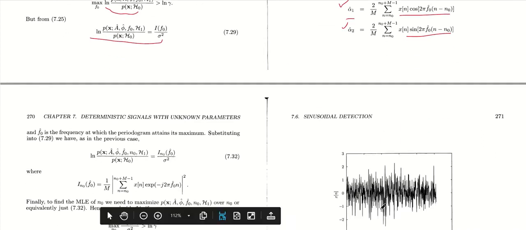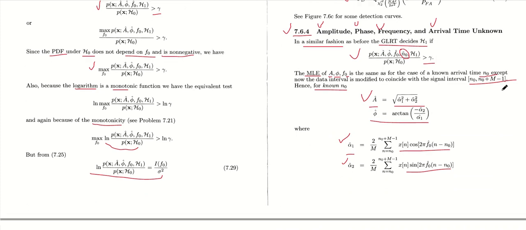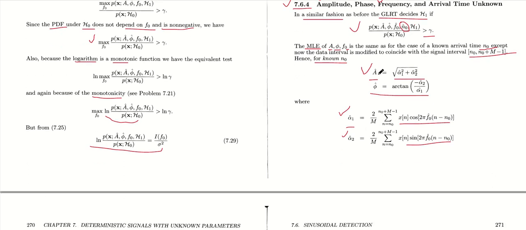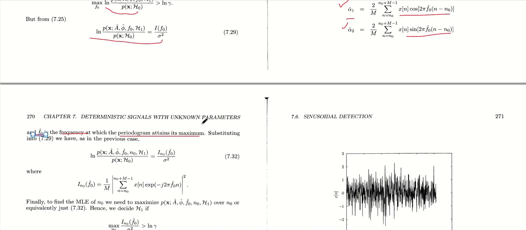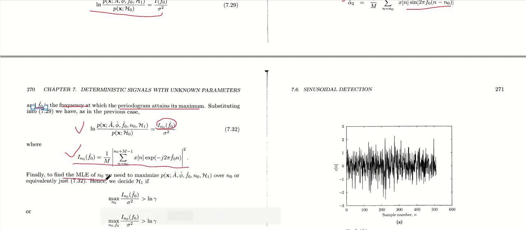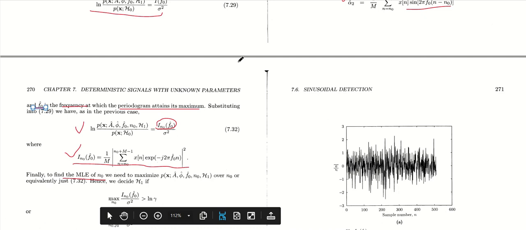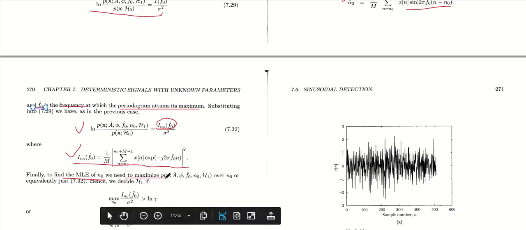Now we need these four items. We just assume that N0 is known, and then calculate A and phi. Then we go back to calculate F0, the frequency at which the periodogram attains its maximum, the same as before. So as in the previous case, p of x given A, phi, F0, N0 becomes a periodogram, which is the same. Finally, to find the MLE of N0, we have done this somewhere around 7.4 or 7.5. We need to maximize this over N0.